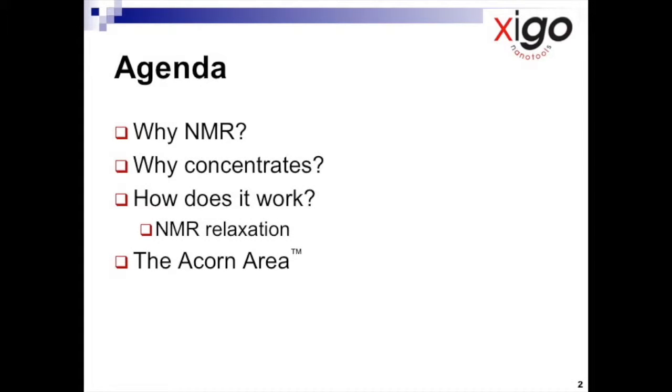Our agenda will cover why we should use nuclear magnetic resonance. What are the practical advantages of the technique? Why is it important to work with concentrated suspensions, and what are the consequences of diluting suspensions? How does NMR work? The relaxation method and measurement techniques, the utility of the measurements, and finally, we will briefly describe the Acorn Area device itself and the various options that are available for the instrument.